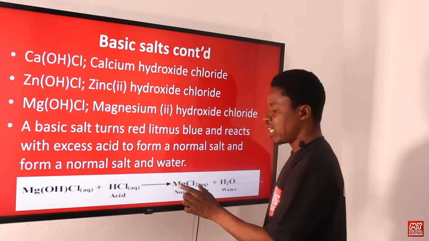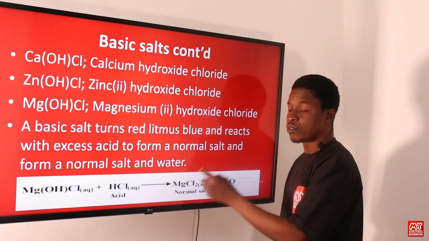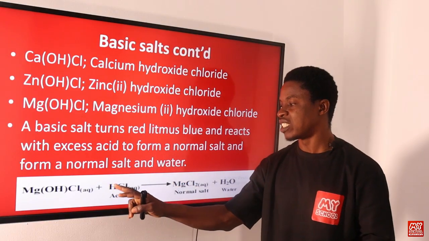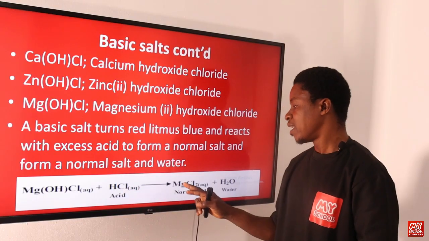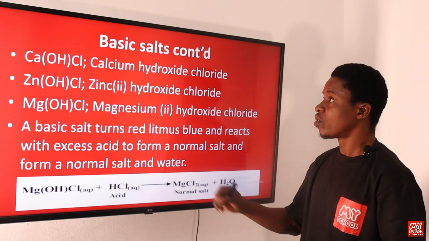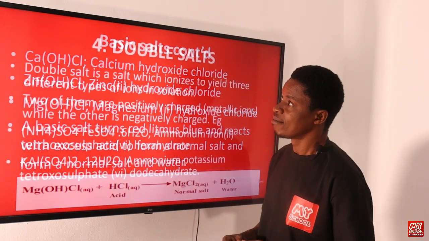Of course, this one is what? A normal salt, because there's no hydrogen present in it. There's no OH present in it. All the hydrogen that is present in this acid has been replaced by a metal, which is what? Magnesium. So this makes it a normal salt. Let's move on to the next slide now.